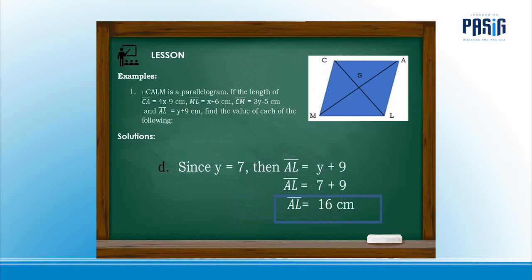Now, let us have the solution to find side AL. Since y is equal to 7 in the previous solution, then AL is equal to y plus 9. Let us just substitute the value of y. So, AL is equal to 7 plus 9. And therefore, AL is equal to 16 centimeters.